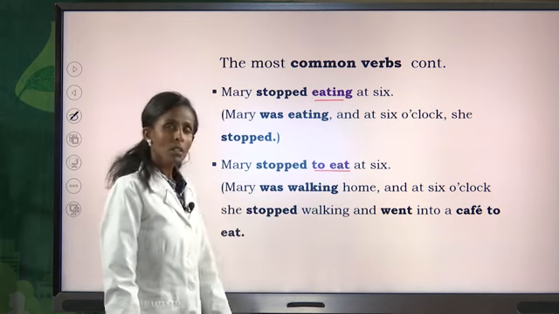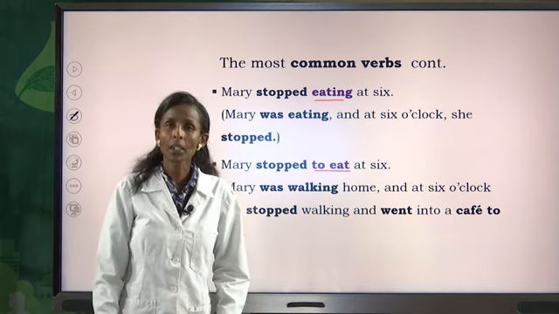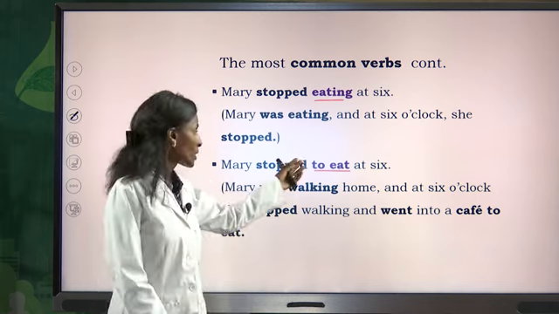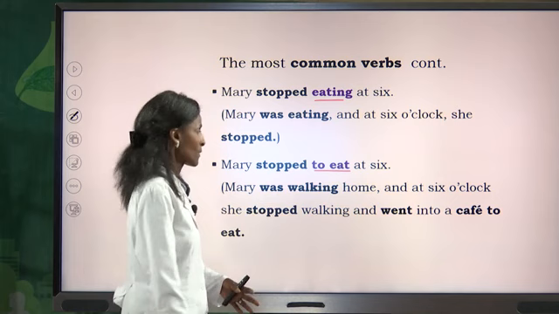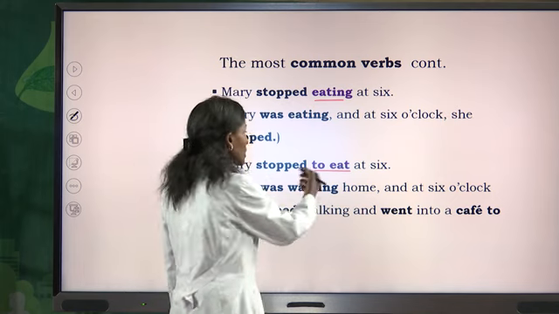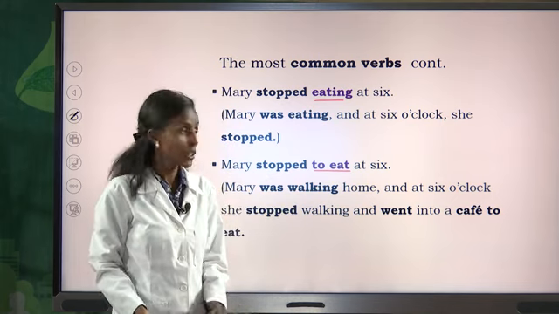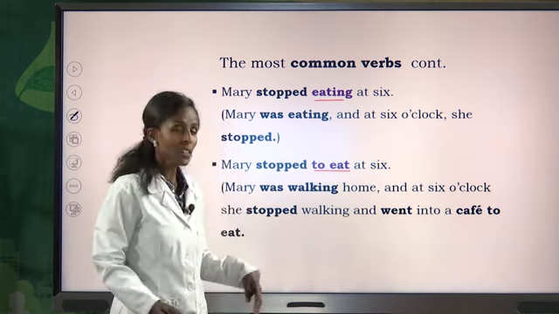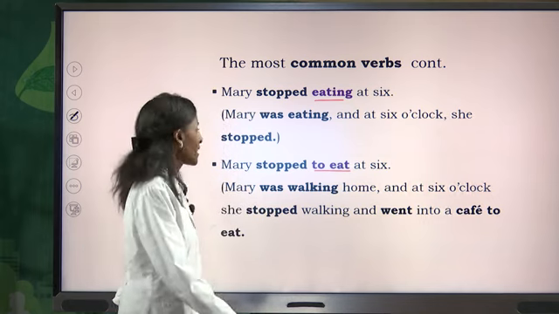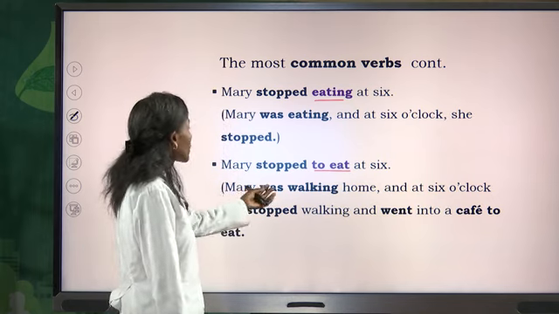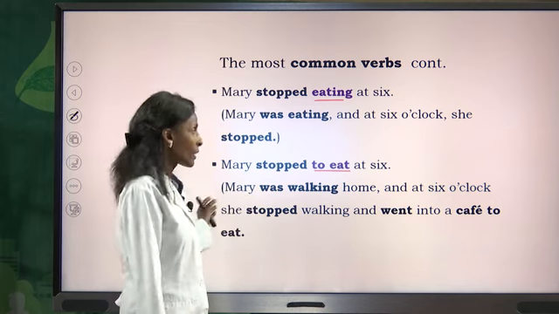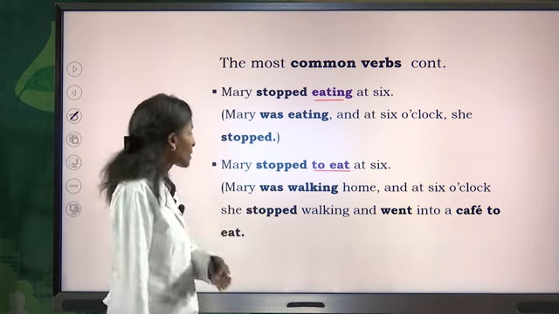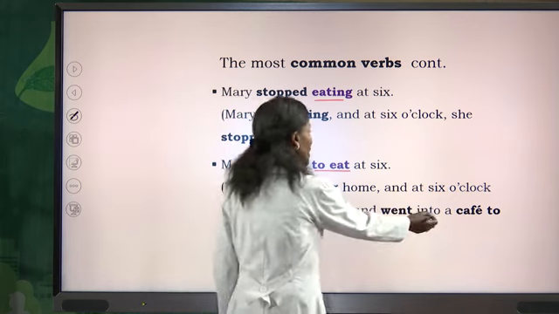The meaning of this sentence is that Mary was doing something else. She stopped it so that she could eat. You see? She stopped so as to eat. It does not mean the action in the full infinitive stopped. She's about to eat by stopping something that she was doing earlier, right? So here, Mary was walking, for example. Mary was walking home, and at 6 o'clock, she stopped walking and went into a cafe to eat.